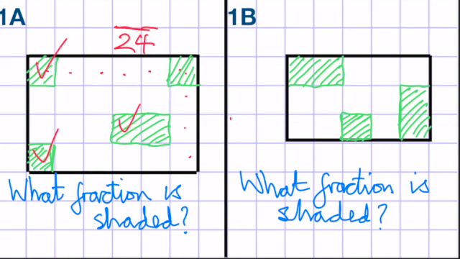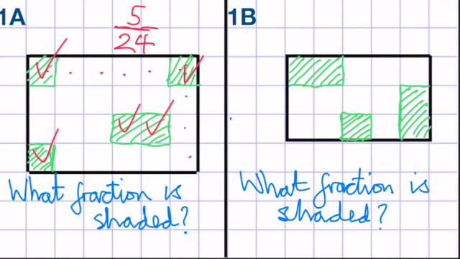1, 2, 3, 4, 5. 5 24ths are shaded. I cannot simplify that any further because the highest common factor of 5 and 24 is 1.